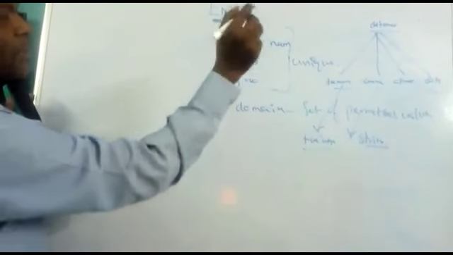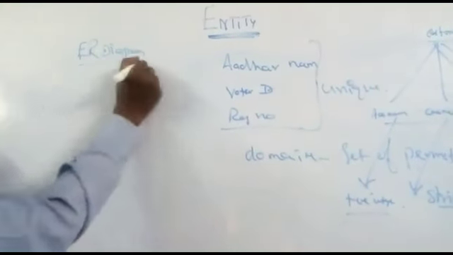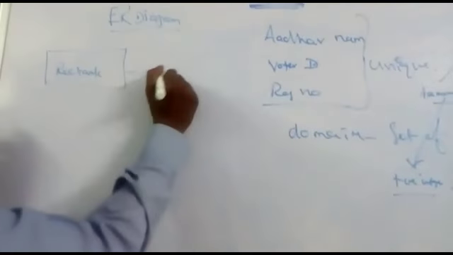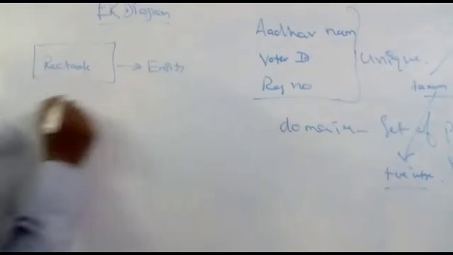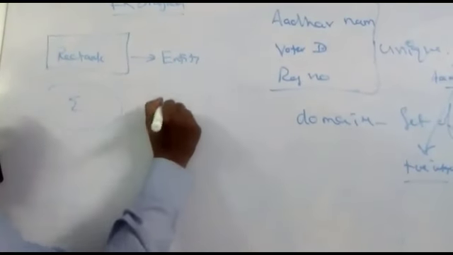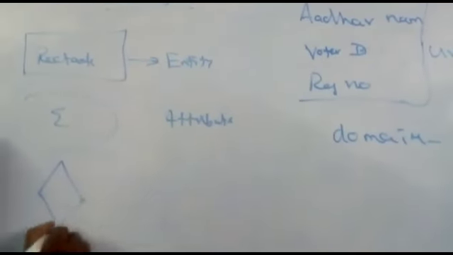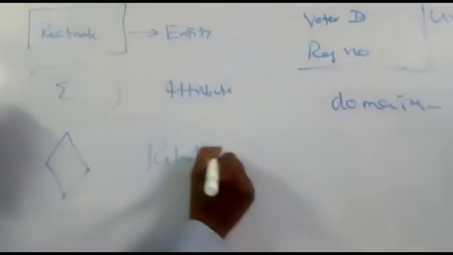Right. So here I come back to this customer. This customer is representative of an ER diagram. So an ER diagram has four components. The first one is the rectangle, used to represent an entity. The second one is the ellipse, used to represent attributes. The third one is the diamond, used to represent relationships. The last one is the line, used to link entities to attributes and entities to relationships.